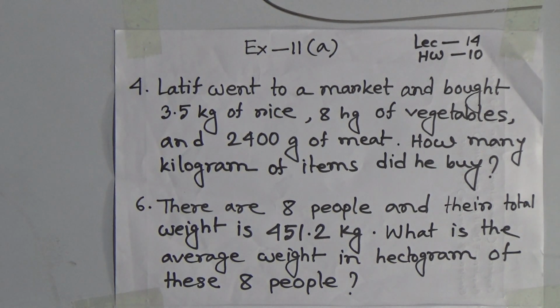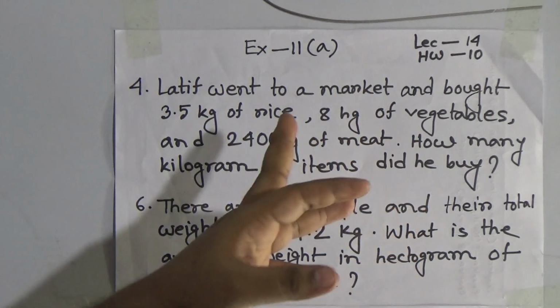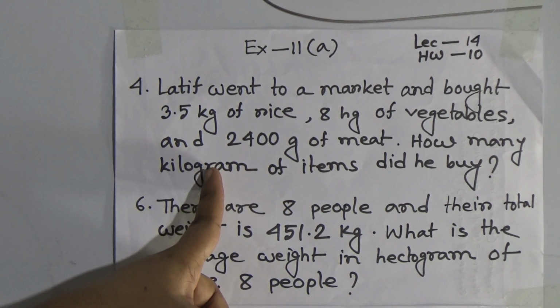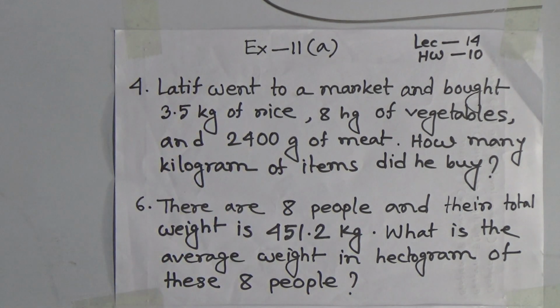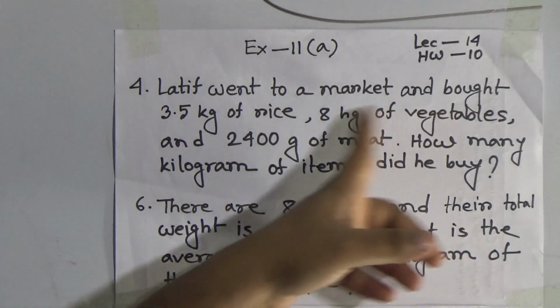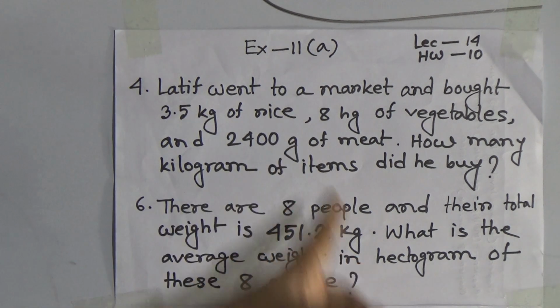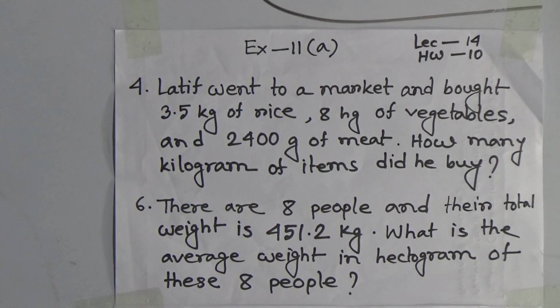Please notice: rice 3.5 kg, vegetables 8 hectogram and meat 2400 gram. The amounts of items are in different units. One is kg, another is hectogram, and the last one is gram. We need to convert them into one unit to add. But the question asks you to find the answer in kg, that means kilogram. So we need to convert these units into kilogram. Here rice is 3.5 kg, so we need not convert it because it is already in kg. Then vegetables 8 hectogram, so we convert this 8 hectogram into kg. After that, meat 2400 grams, so we want to convert this gram into kg also. After converting the items into kg, we do addition. After that we get the answer. I hope you have understood how to solve this math.